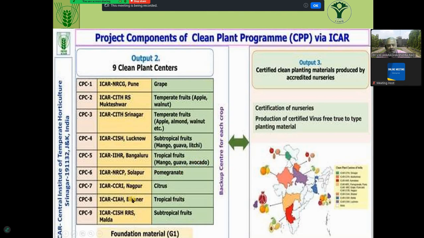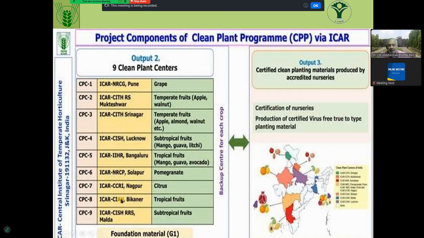Solapur covers the pomegranate. Nagpur covers the citrus, musambi and all that. I think many of you don't know that the oil is extracted from the citrus peel and the musambi peel. I have been working with one of the Rural Integrated Development Society at Anantapur, where a lot of musambi is grown. So I am trying to extract oil from the citrus and the sweet orange, and that particular oil is used in the cosmetic industry.